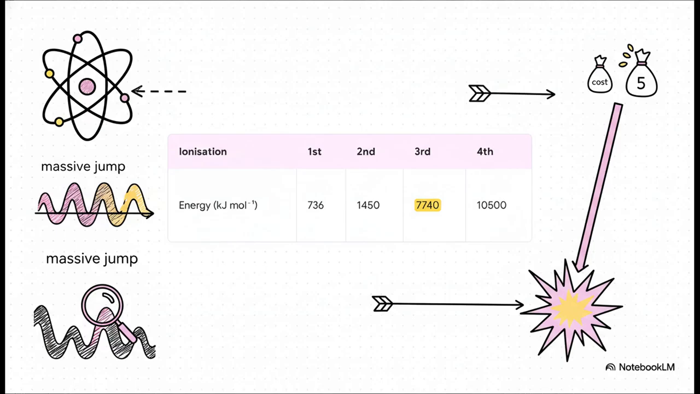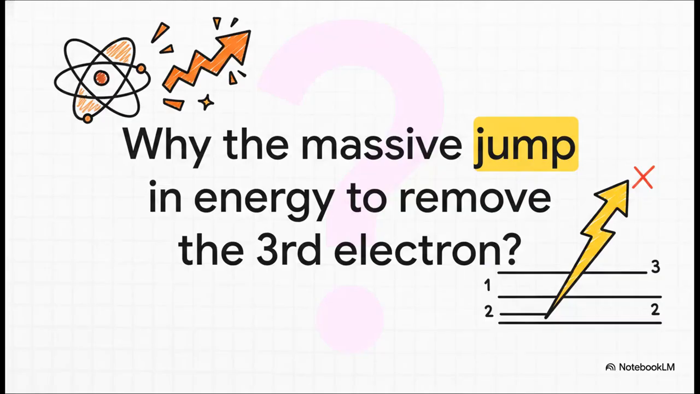Look at the data for magnesium. Removing the first electron costs 736 units of energy. The second one costs about double, 1450. Makes sense. But then, look what happens when we try to remove the third one. Whoa! The price skyrockets to over 7,700. That's not just a small jump, that's a massive leap. So what's going on there? Why does it suddenly get so incredibly expensive to remove that third electron?